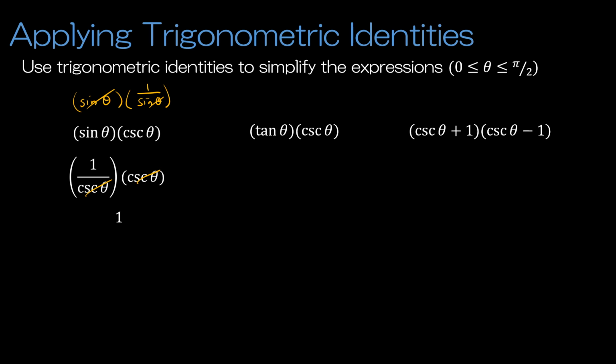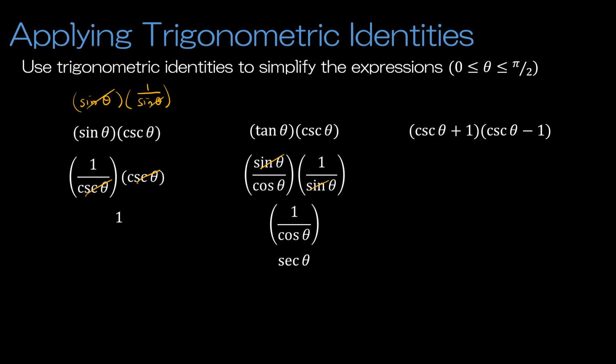Let's look at tangent. Tangent is the same as sine divided by cosine. Cosecant is the same as 1 divided by sine. I can now cancel the sines and get 1 divided by cosine. But 1 divided by cosine isn't my final answer because 1 divided by cosine is the same as secant. So secant of theta would be as simplified as I could get this question.